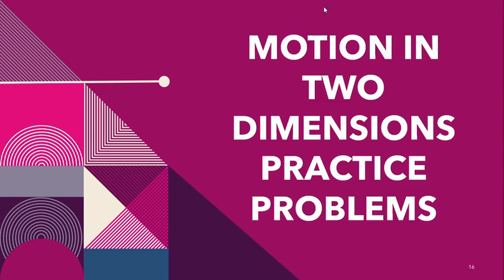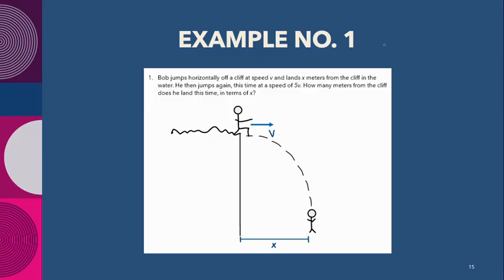Alright, let's get into it. Okay, example number 1. Bob jumps horizontally off a cliff at speed v and lands x meters from the cliff in the water. He then jumps again, this time at a speed of 5v. How many meters from the cliff does he land this time in terms of x?